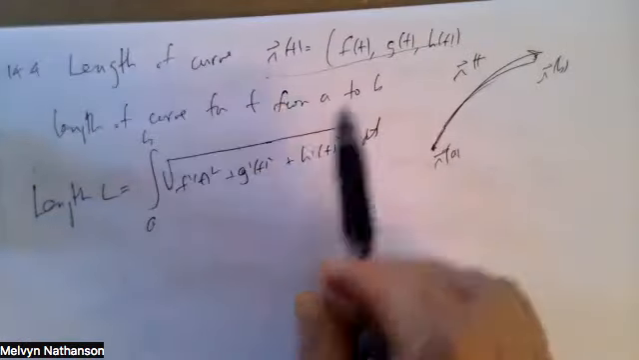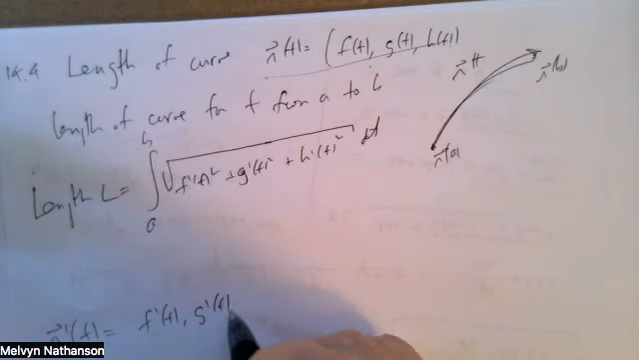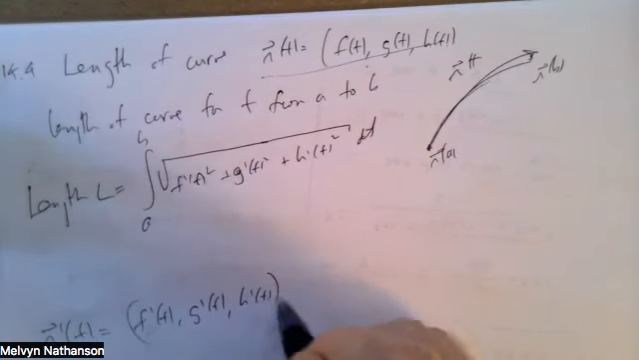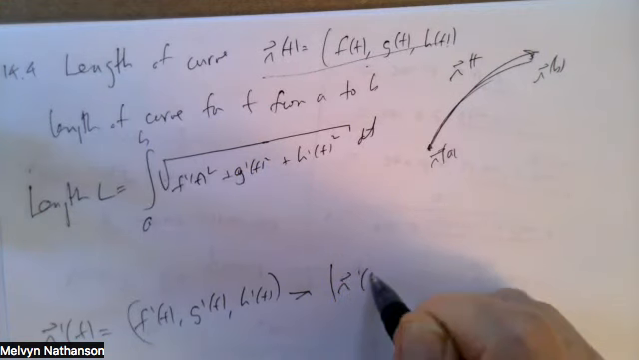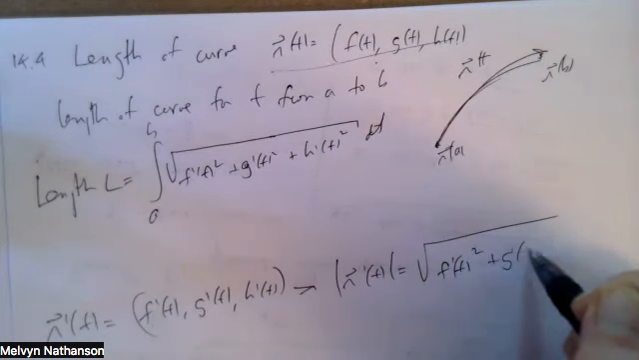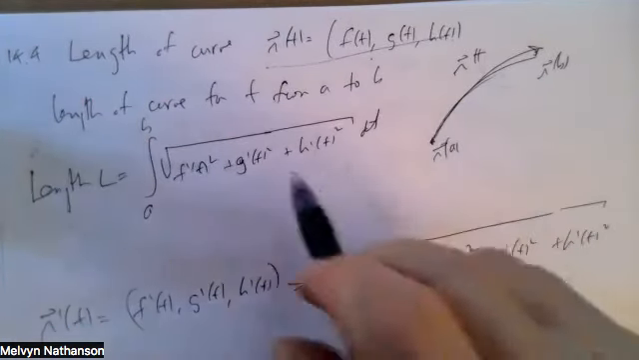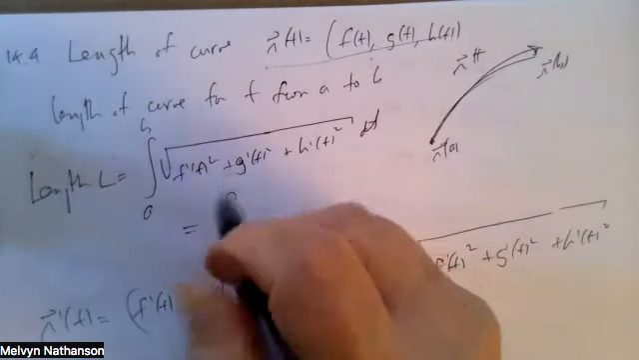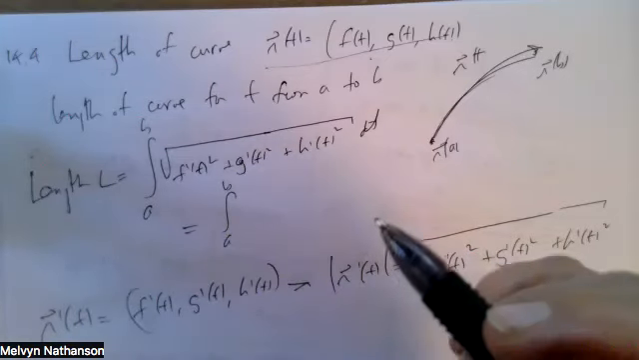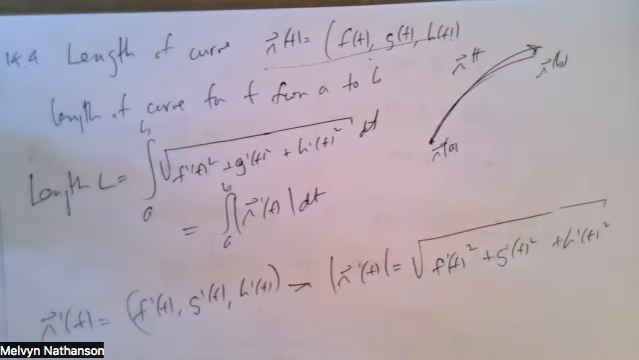Of course, if r of t is given parametrically in this way, then the tangent vector r prime of t is f prime of t, g prime of t, h prime of t. That's just the derivative. So the length of the tangent vector is the square root of the sum of the squares of the coordinates. That's exactly what we have here. So another expression for the length of a curve from A to B is you integrate the speed dt.